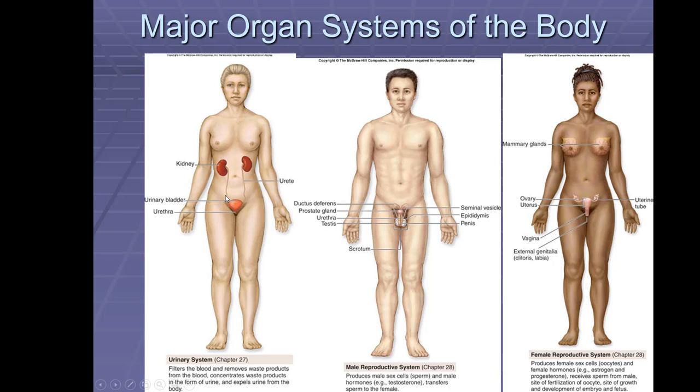Urinary system is our excretory system, allows us to get rid of waste. And then we have the reproductive system, which allows the human body to reproduce an entire organism. So we have a male reproductive system and a female reproductive system.